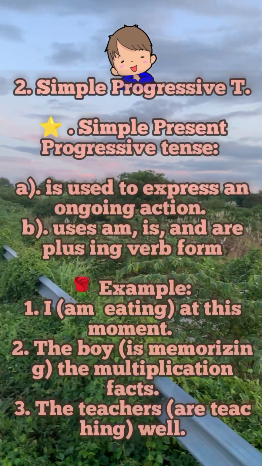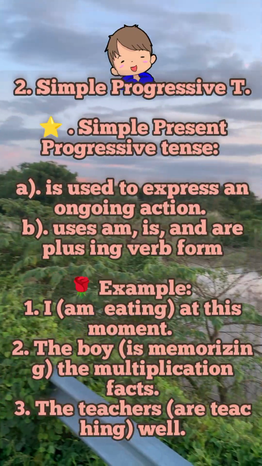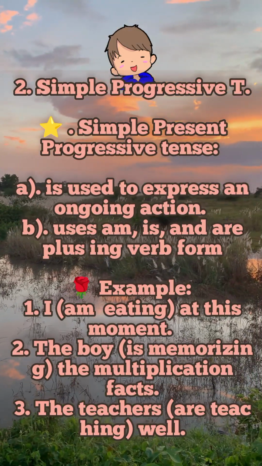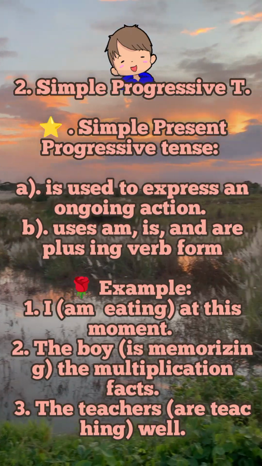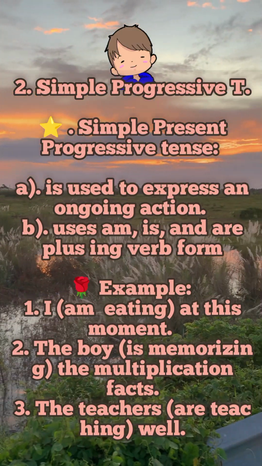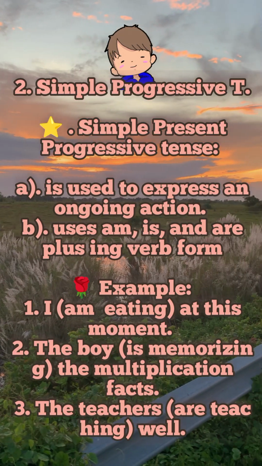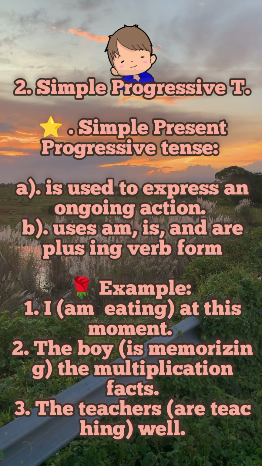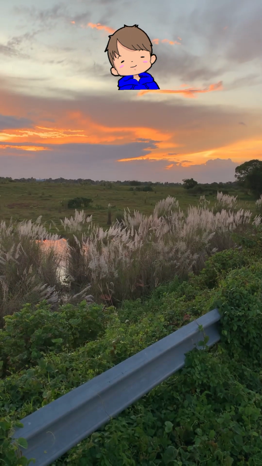Simple progressive tense. Simple present progressive tense is used to express an ongoing action. It uses am, is, and are plus ing verb form. Example: 1. I am eating at this moment. 2. The boy is memorizing the multiplication facts. 3. The teachers are teaching well.